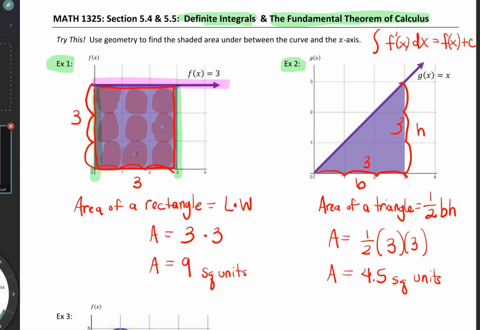Cool. And again, you could have just counted inside that shaded region and found the number of squares, right? Let's go ahead and count it. So we have 1, 2, 3. And then these two triangles would make piece number 4. And then we'd have half a piece there. So 4.5 units.